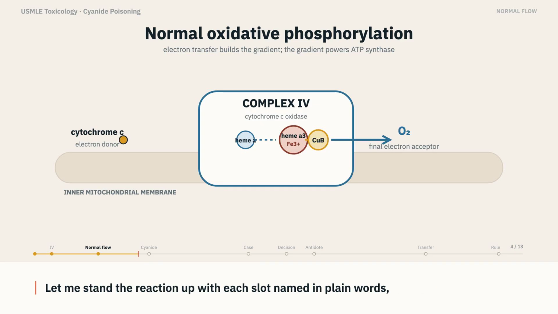Let me stand the reaction up, with each slot named in plain words, because arrows alone do not teach. The enzyme is cytochrome C oxidase, complex 4. Its electron source is reduced cytochrome C. Its final electron acceptor is oxygen. Its product is water. Enzyme: Complex 4. Acceptor: Oxygen. Product: Water. Say that trio once out loud and it stops being a diagram.